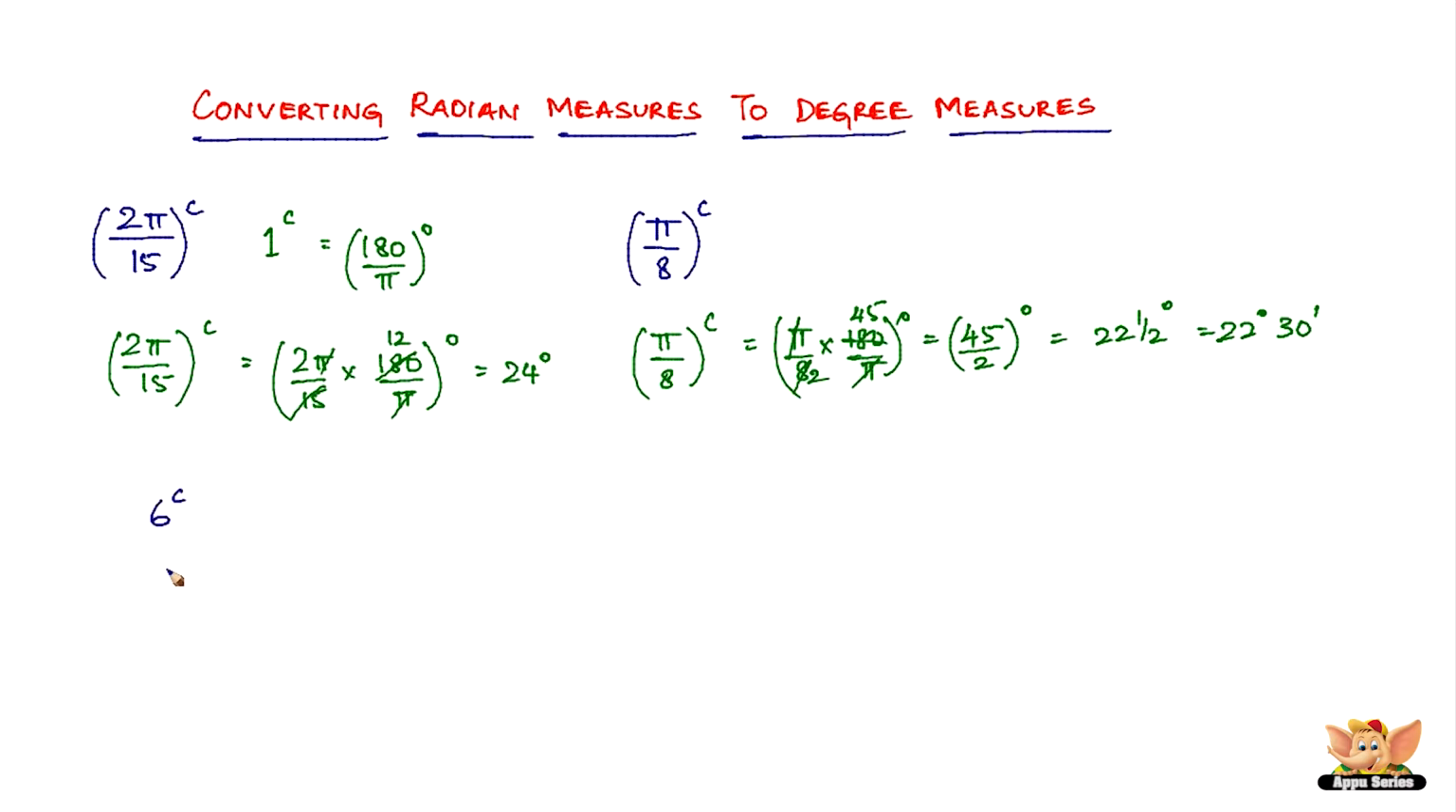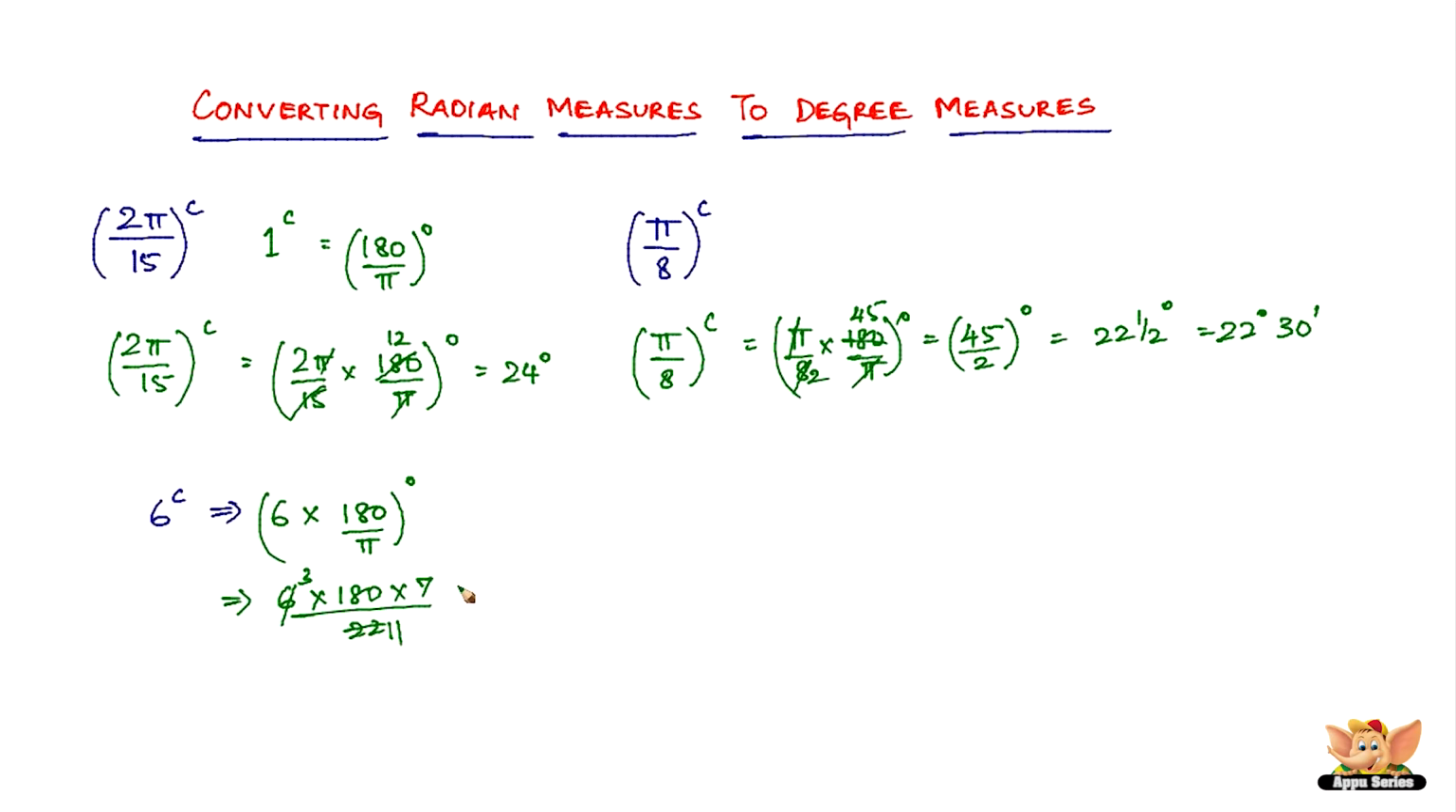We've got 6 radians. Well, it's pretty simple now. All that you have to do is multiply 6 times 180 divided by pi. Right now, since the radian here doesn't have a pi, you can't cancel the pi. So 6 radians equals 6 times 180 divided by pi degrees. We have to substitute the value of pi as 22 by 7. So with 22 by 7, the 7 is going to come in the numerator, divided by 22. That's how it's going to be. So we have 2 times 3 and 2 times 11.